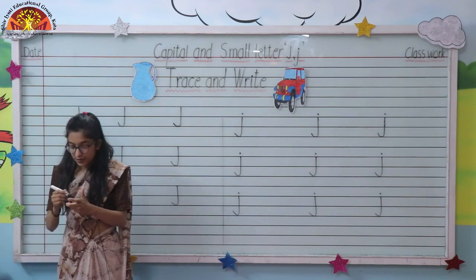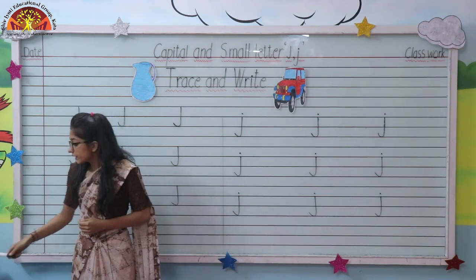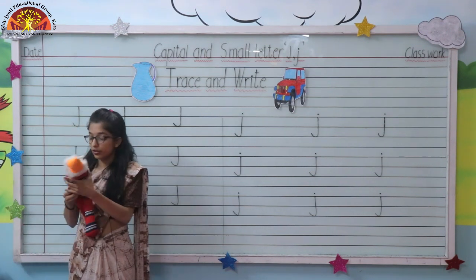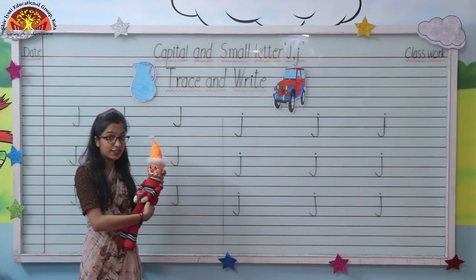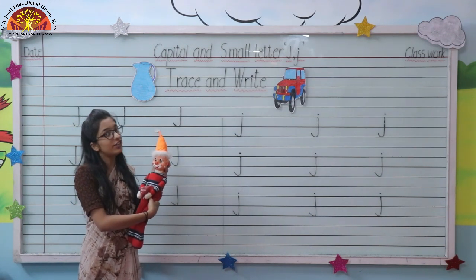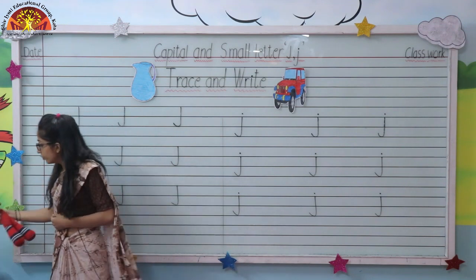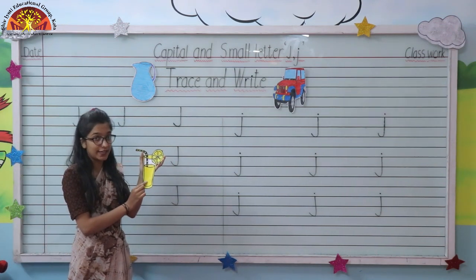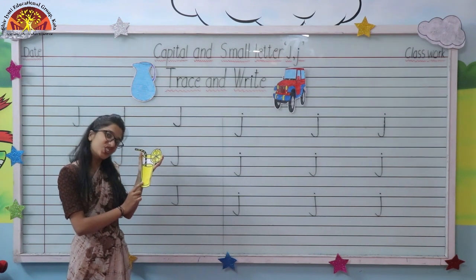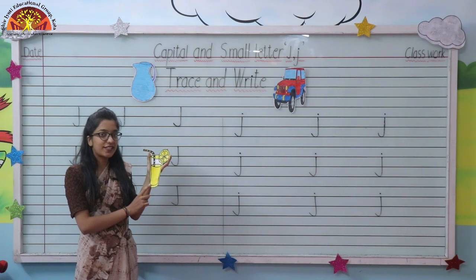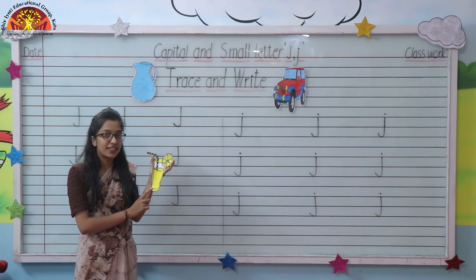Now let's see some objects related to capital and small letter J. Kids, look here, what is this? This is J for joker. Now one more thing kids, tell me what is this? This is J for juice. Okay kids, I hope you all understood this concept.